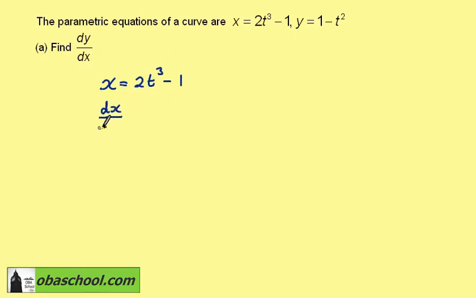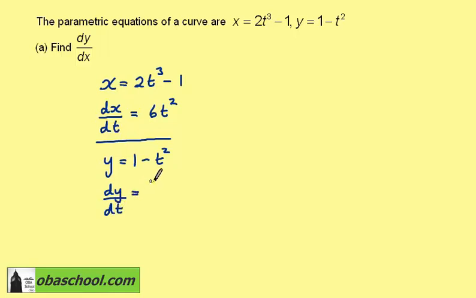We work out dx/dt, and of course differentiating with respect to t just gives us 6t squared. We then take y, which is 1 minus t squared, and differentiate again with respect to t. The 1 disappears, and we get minus 2t.